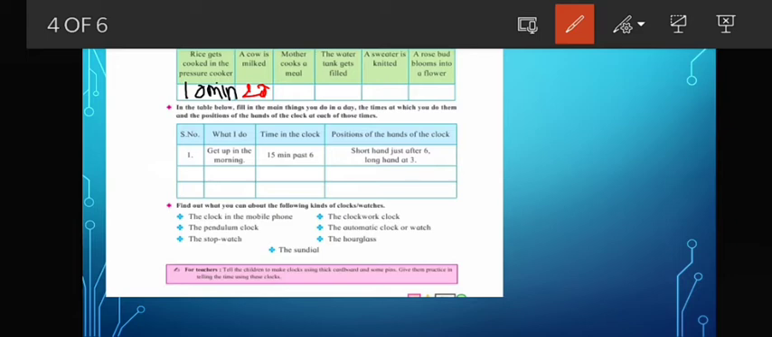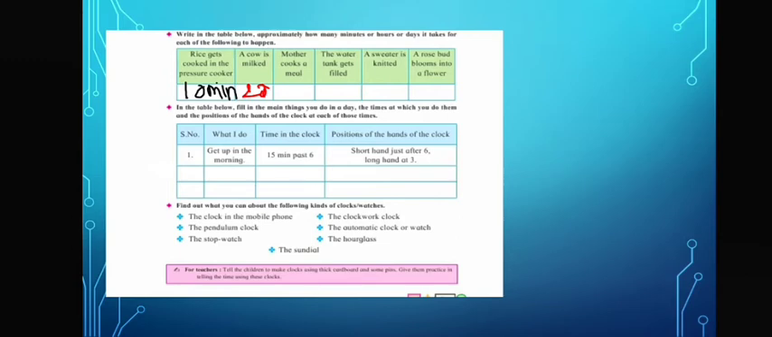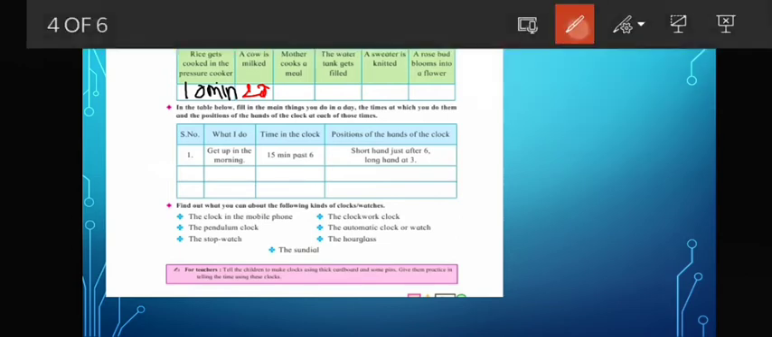Mother cooks a meal. How much time does Mummy take to cook the whole meal? Roti, sabzi, dal, rice, everything, how much time must she be taking? I think 1 hour. 1 hour is equal to 60 minutes. Mummy must take 60 minutes to cook the whole meal.